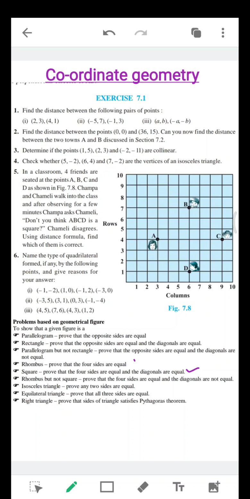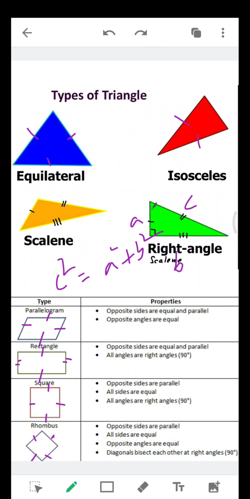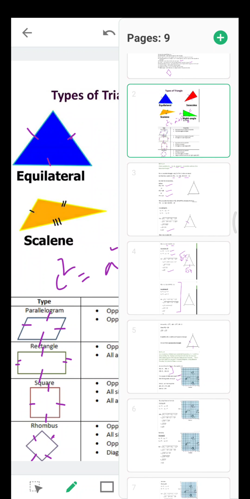Because if you prove only 4 sides are equal, then it can also be a rhombus, okay, because in rhombus also 4 sides are equal, isn't it? So you just can't prove sides are equal, because in rhombus also 4 sides are equal. So you have to prove 4 sides are equal as well as the length of the diagonals are equal. So we are going to apply distance formula 6 times. Why 6 times? 4 times for sides, okay, and 2 times for diagonals. Total 6 times we have to find distance using distance formula. Then we can say that it forms a square or a rhombus.